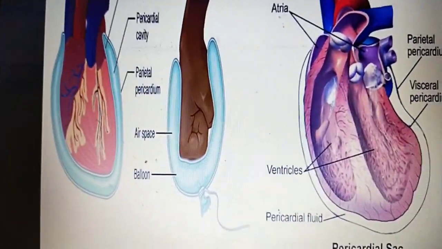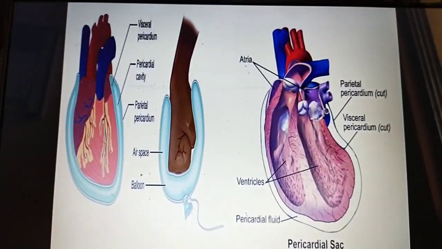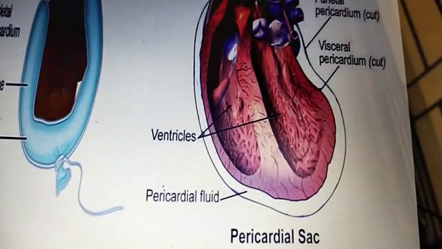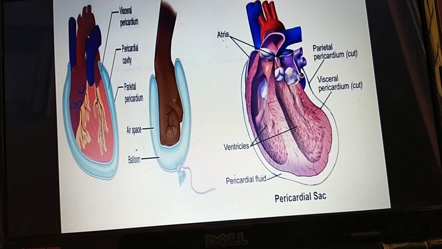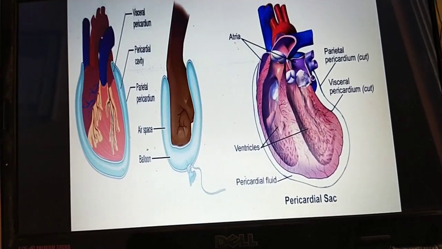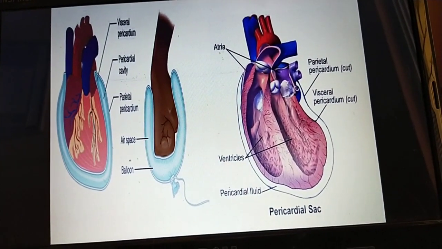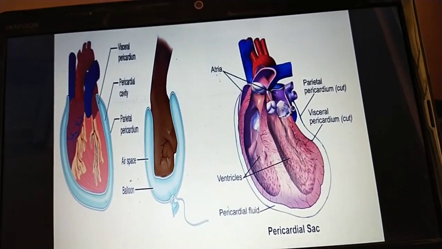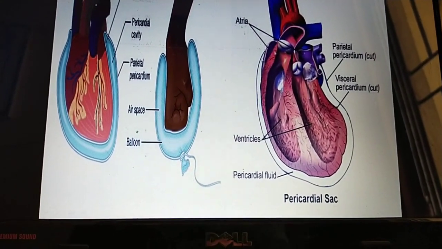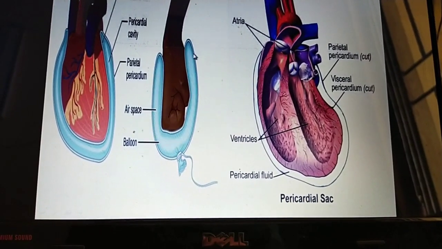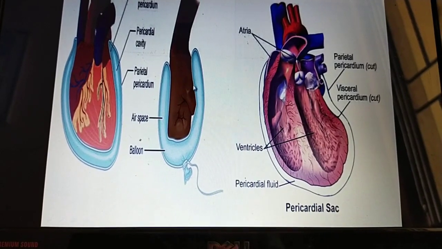Now, before that, we should know how the pericardium is formed, or how it covers the heart. Take one balloon and punch it like this, or press it like this. Then you see two layers. This is a balloon, and when punched, you can see two layers: this is the outermost layer and this is the innermost layer.